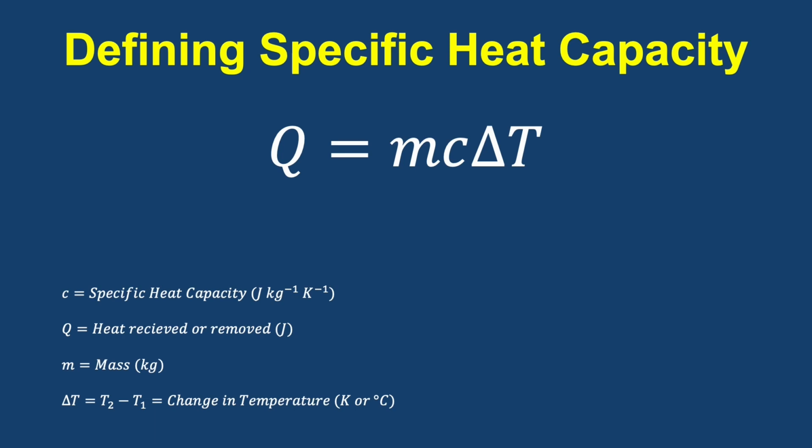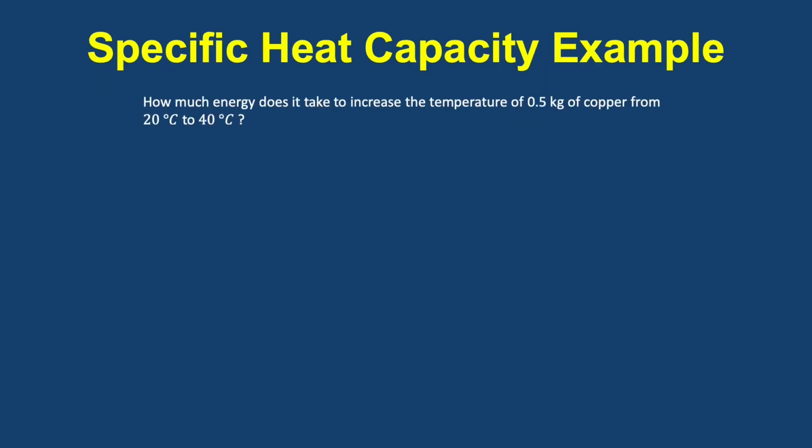Q, capital Q, can be positive or negative. It will be positive if our material is gaining temperature, and it will be negative if our material is losing temperature. Let's walk through a simple example.